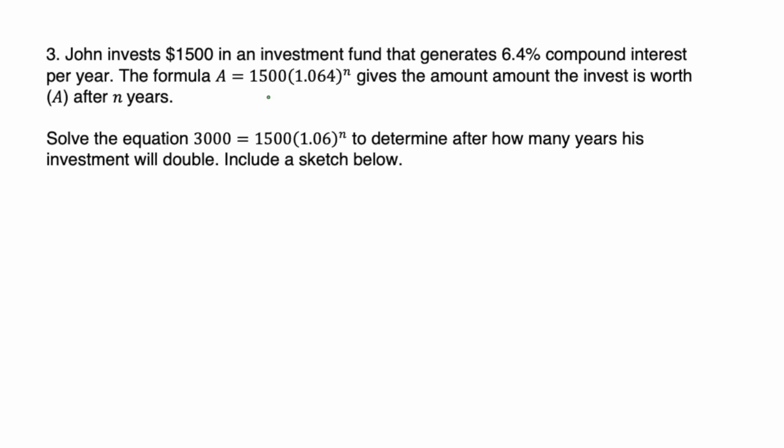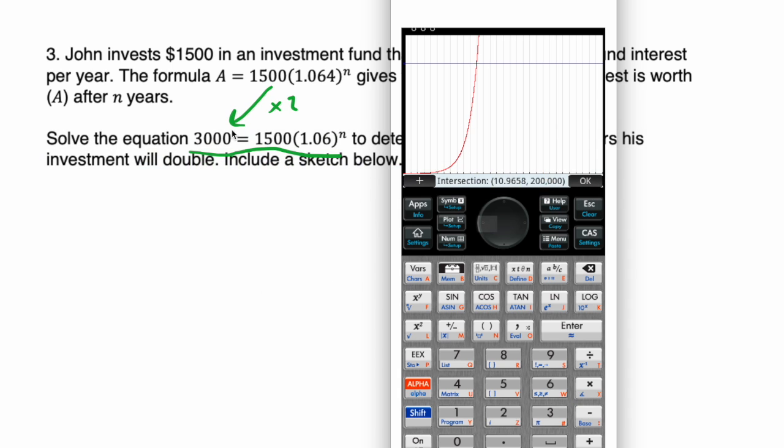This is how compound interest works. If you have a loan that generates 6.4% interest, then to figure out how much it's worth after n years, you have to do the initial amount times 1.064 to the power of the number of years, because every year you're increasing it by 6.4%. So if you solve this equation, you will find out how many years it takes for the investment to double, because that's double the amount of money. So let's do that one.